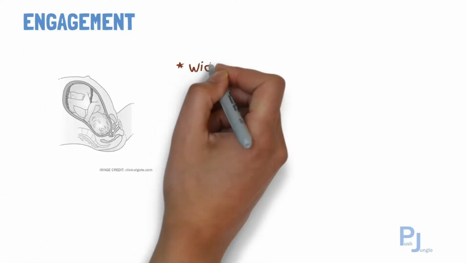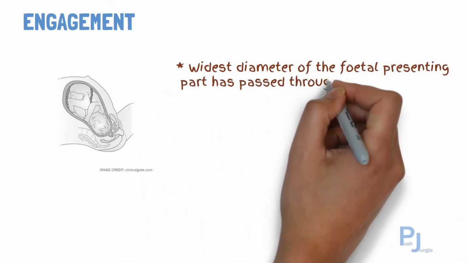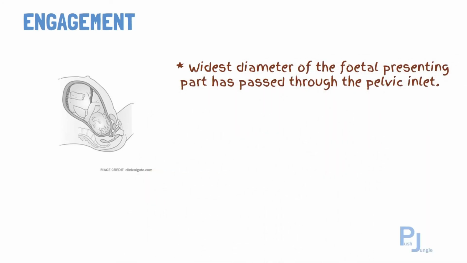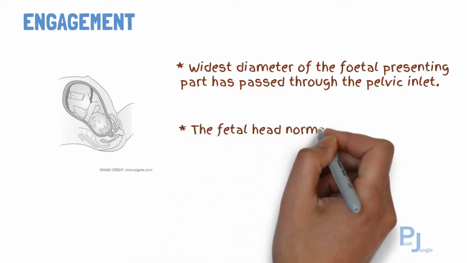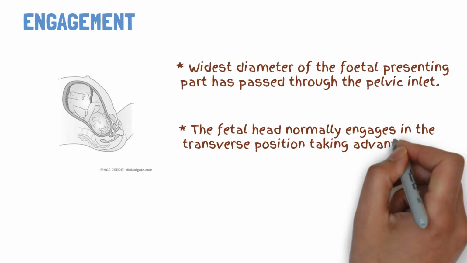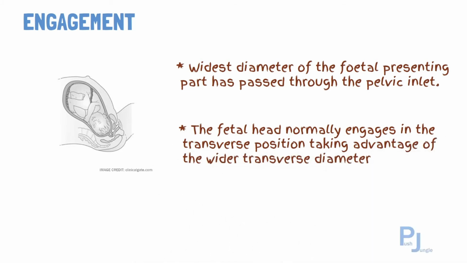The first step is engagement. Engagement is said to occur when the widest diameter of the fetal presenting part overlies the pelvic inlet, also known as the pelvic brim. The fetal head or the fetal presenting part normally enters the pelvic inlet in the transverse position. This is because the pelvic inlet is widest in the transverse diameter.